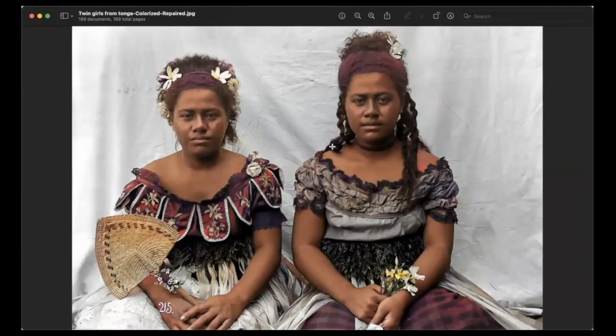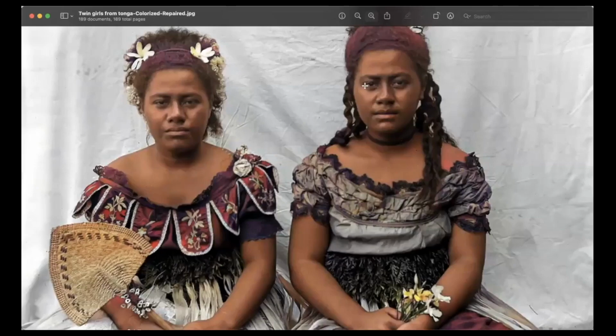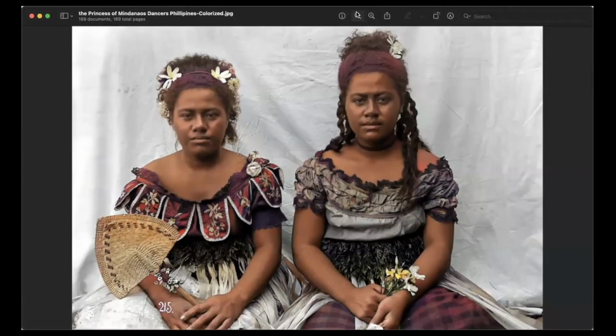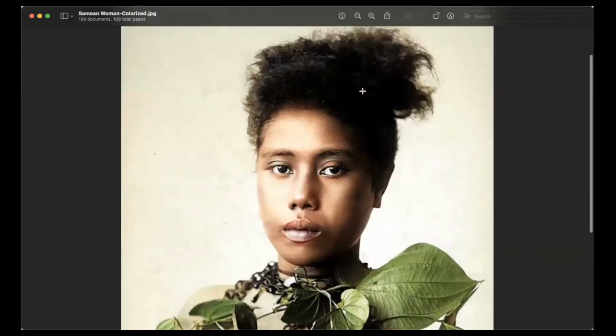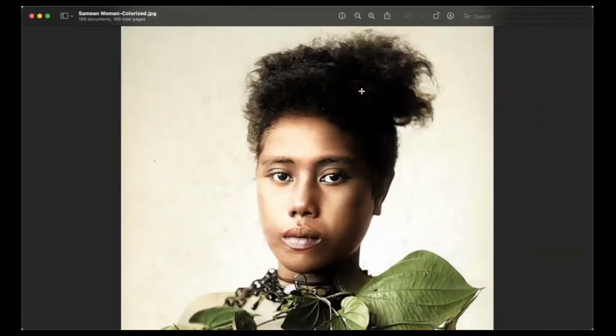Here we have two girls from the Tonga, and I believe that was the Samoan or Fiji Islands. As you guys can see, so swarthy. Look at their hair, their traditional clothing. Here we have a Samoan woman, and look at the leaves on her clothing and stuff. When I colorized it, I was like, wow, really cool. All right, Samoan, right? Samoan, what you talking about, The Rock?